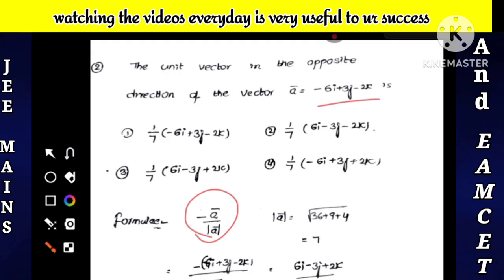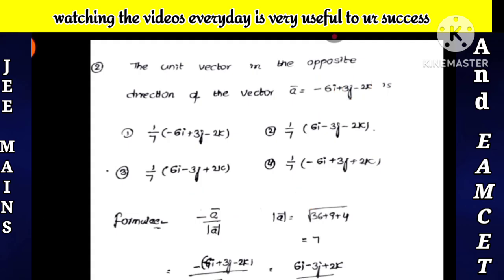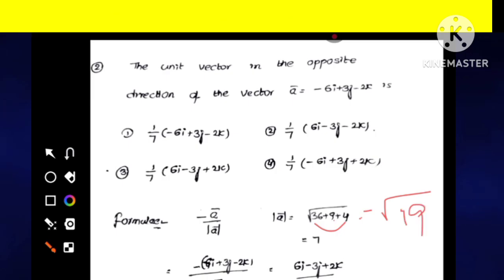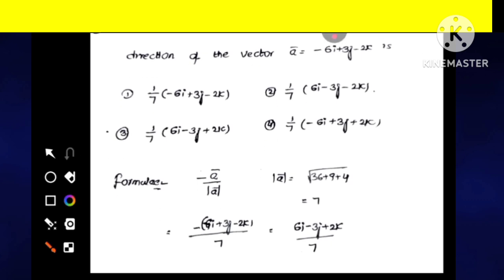What is mod A bar? Find the magnitude value. How to find the magnitude value? Mod A is equal to, first I component whole square, minus 6 whole square is equal to 36. J component whole square, 3 whole square is equal to 9. K component whole square, minus 2 whole square is equal to 4. Okay, so add all these values here. That is square root of 36 plus 9, 45 plus 4, 49. So root 49 is equal to 7. So this is the value of the mod A bar.